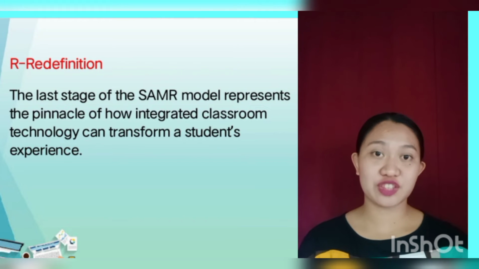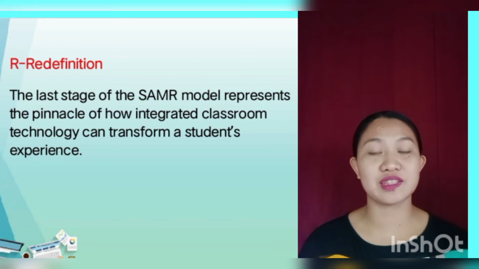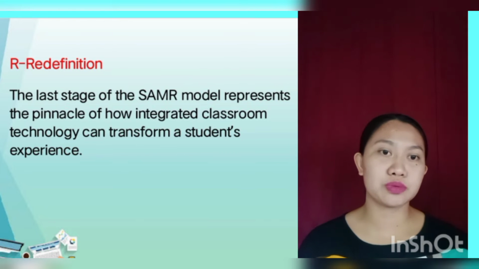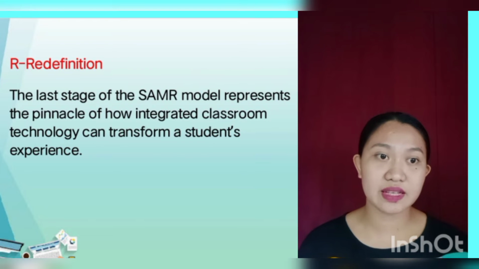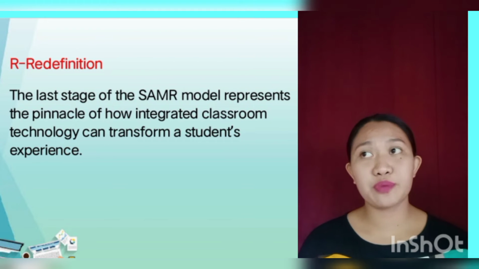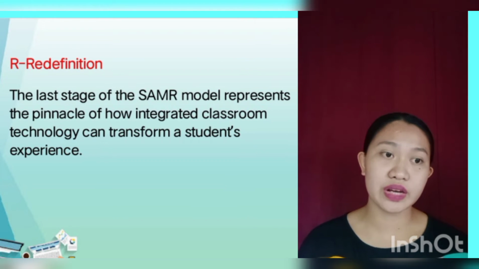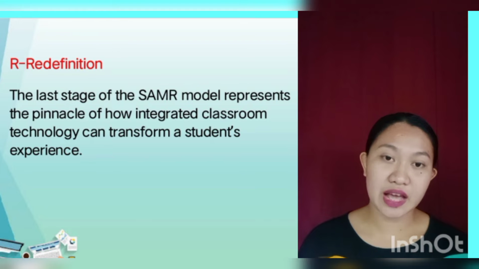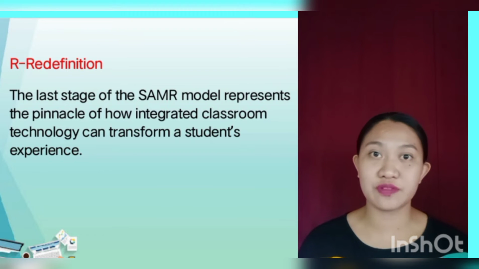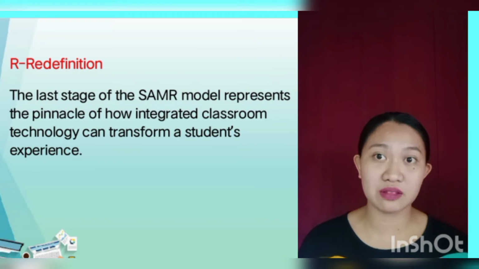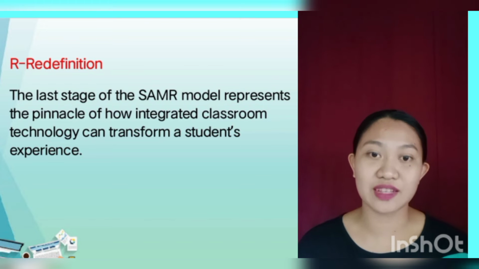The last one is the letter R, which is redefinition, or the final transformation. In this level, technology tools allow educators to redefine the traditional learning task in a way that would not be possible without the technology. So with our example, talking about the Constitution, after completing the activity for feedback, students can interact with citizens in a different country to examine key differences in constitutional philosophy and law with the use of technology.